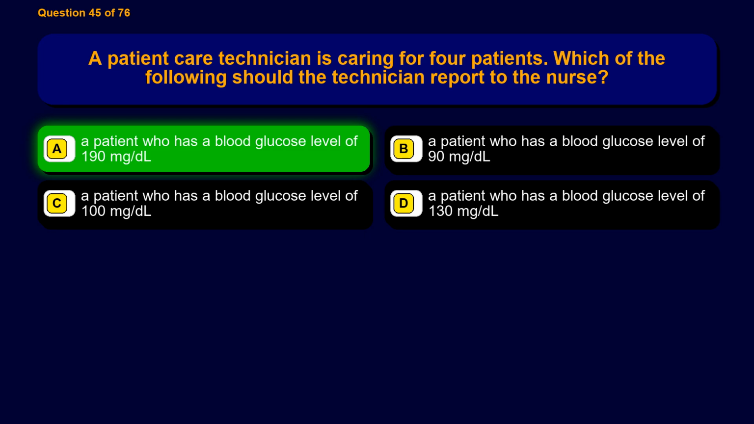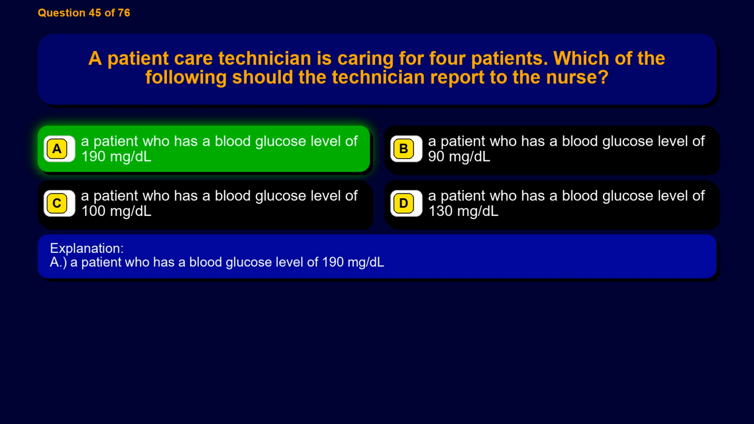The correct answer is option A. A patient who has a blood glucose level of 190 mg/dL. A. A patient who has a blood glucose level of 190 mg/dL.